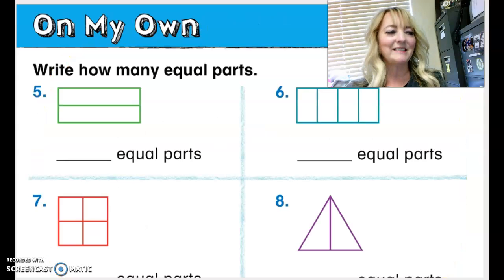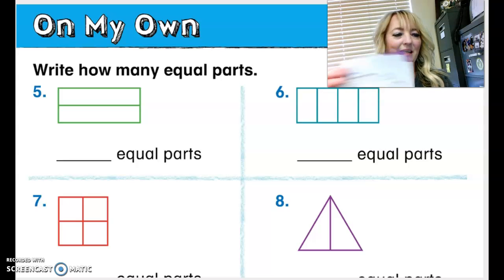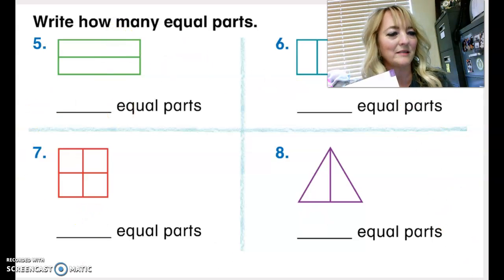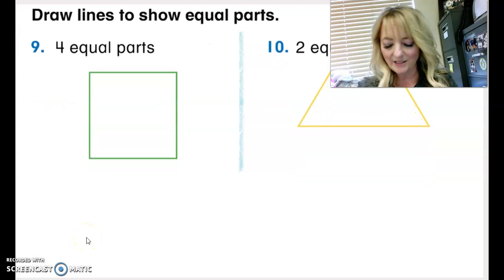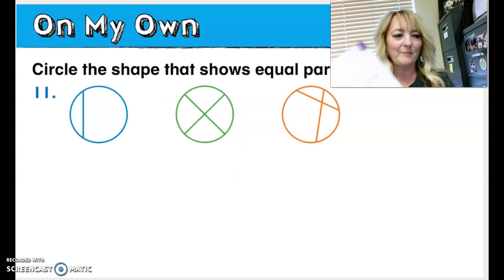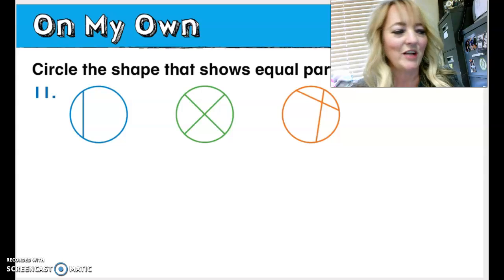Okay, the next part you have is on my own, so we will be doing 5, 6, 7, and 8, showing write how many equal parts. So you count up the equal parts and write how many equal parts. I'm going to move myself so you can see it there. Okay, and then you'll be doing, oh gosh, it just showed the answer. Then we draw lines on 9 and 10 to show equal parts. And then number 11, circle the shape that shows equal parts. Okay, and then go ahead and pause me and please complete your on my own page. And then come back to me and we'll do the back side together.